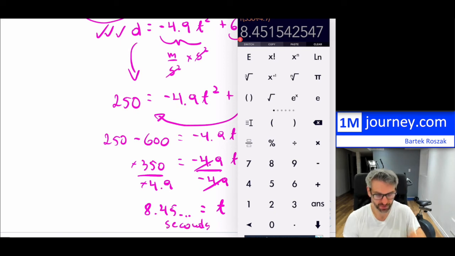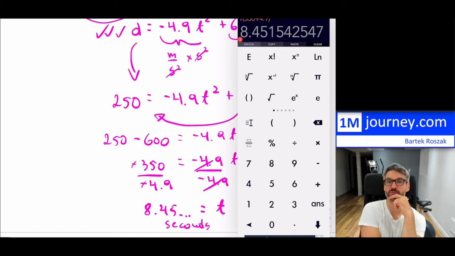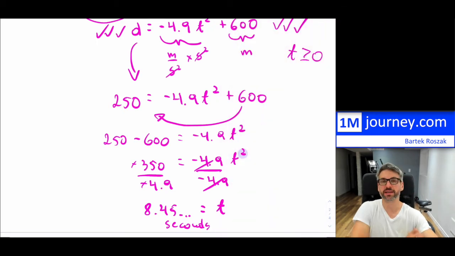Now, of course, because it's a square root, the answer could be both positive or negative. But it can't be negative because it doesn't make sense for time to be negative. So it would have been positive. That's how you would have been solving this particular application. And it is a quadratic.